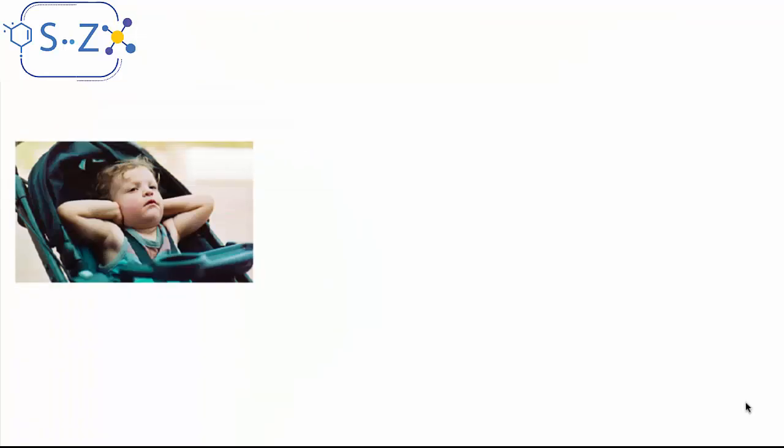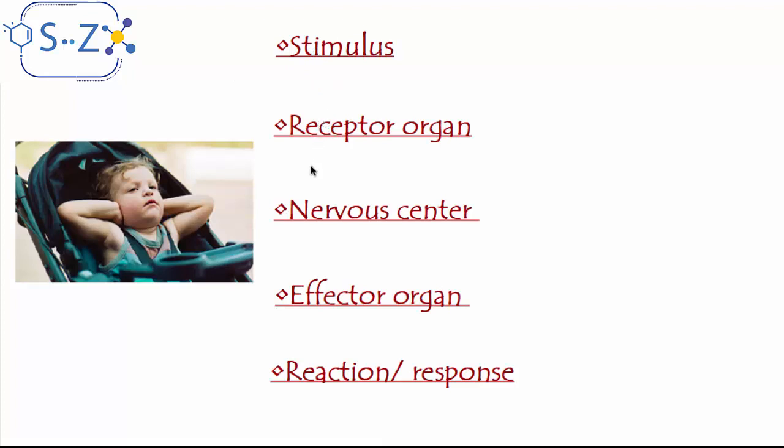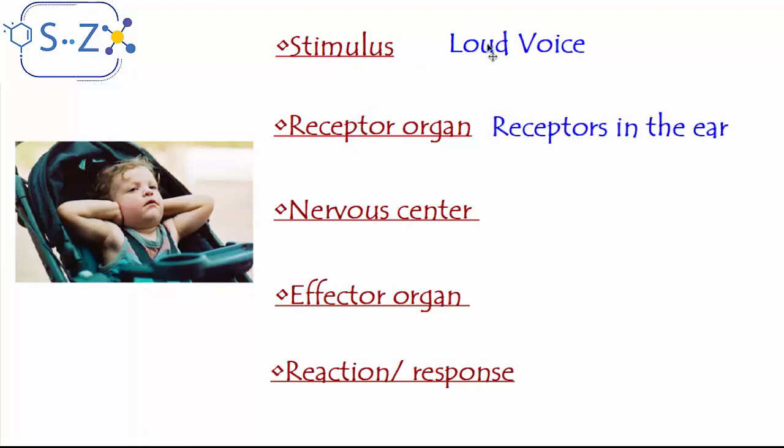Let's take other examples of a behavioral reaction. We have here a child who's closing his ears. He heard loud voices, for example. Let's see what the elements are in this case. First, the stimulus, of course, is the loud voice or loud sound. He received this from the outside environment. The receptor organ in this case is the receptors inside the ear.